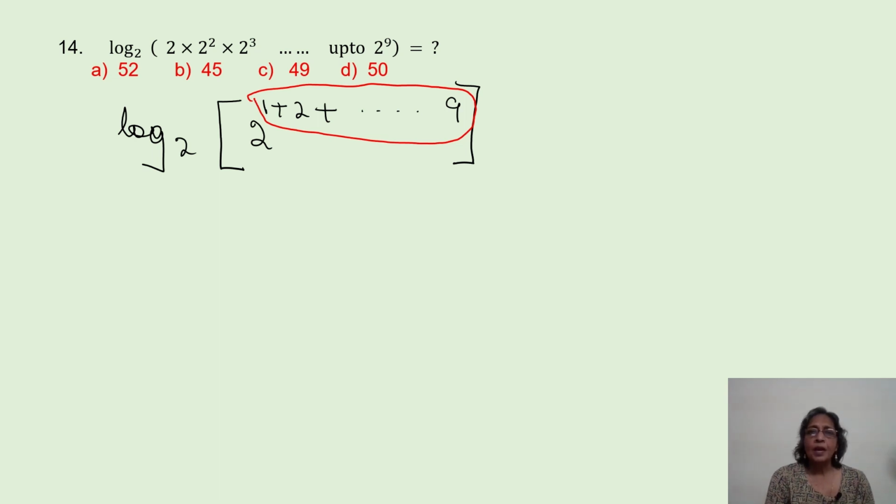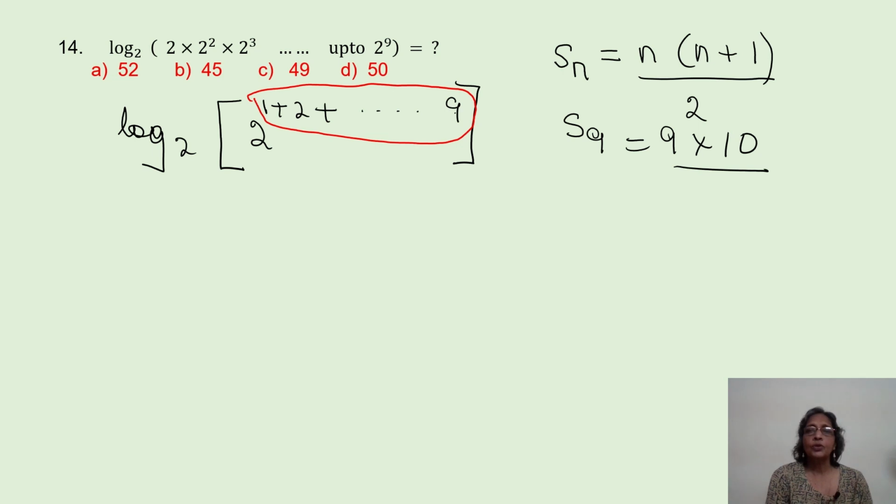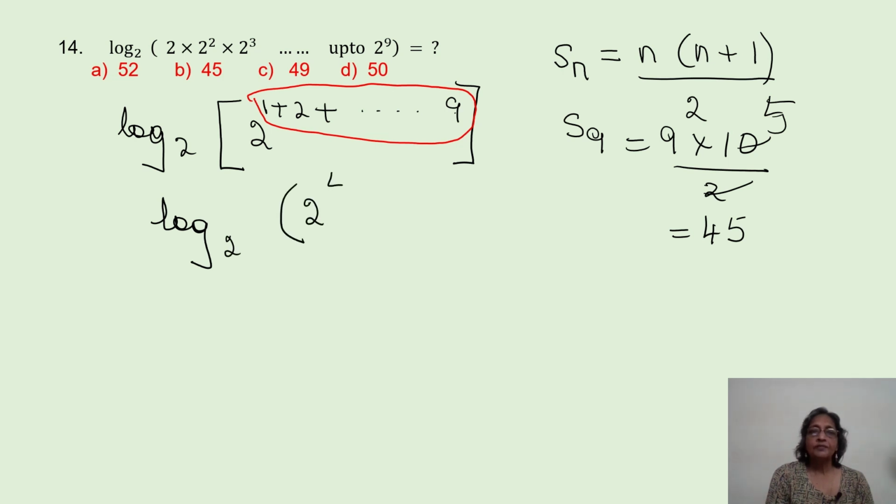This is nothing but sum of natural numbers. And we all know the formula for sum of natural numbers, n into n plus 1 upon 2. My n over here is 9. So S9 will be 9 into 10 upon 2. So this is 45. All right. So what do I get here now? This will be log 2 raised to 45. The sum of the terms which we have got here as 45.